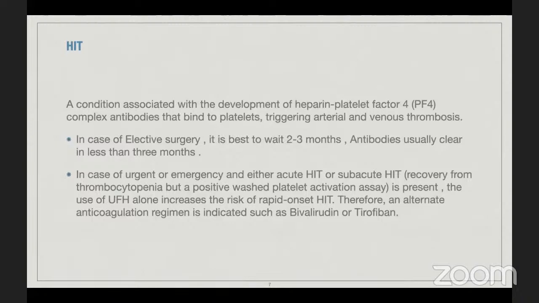But in case of urgent or emergency surgery, and the patient has either acute HIT or subacute HIT, recovering from thrombocytopenia, the use of unfractionated heparin alone increases the risk of rapid onset of HIT. Therefore, an alternative anticoagulant regimen is indicated, such as bivalirudin or tirofiban, as mentioned.